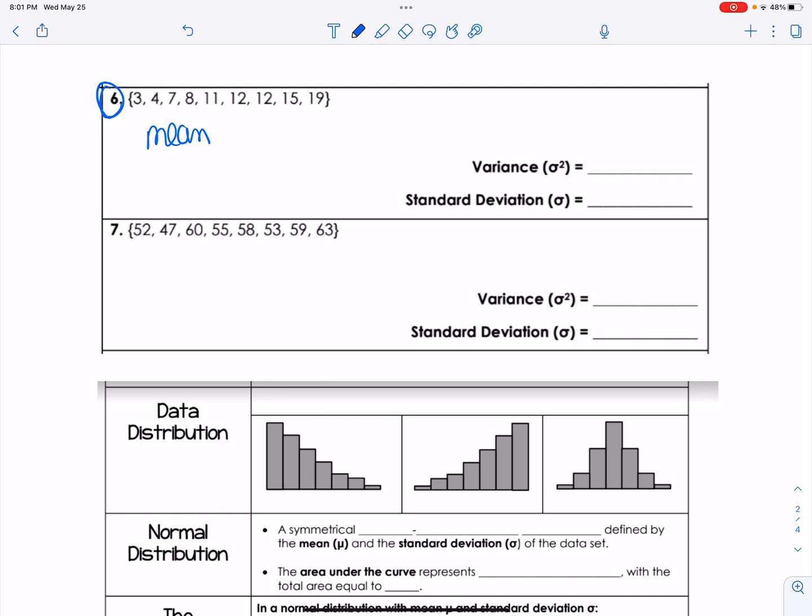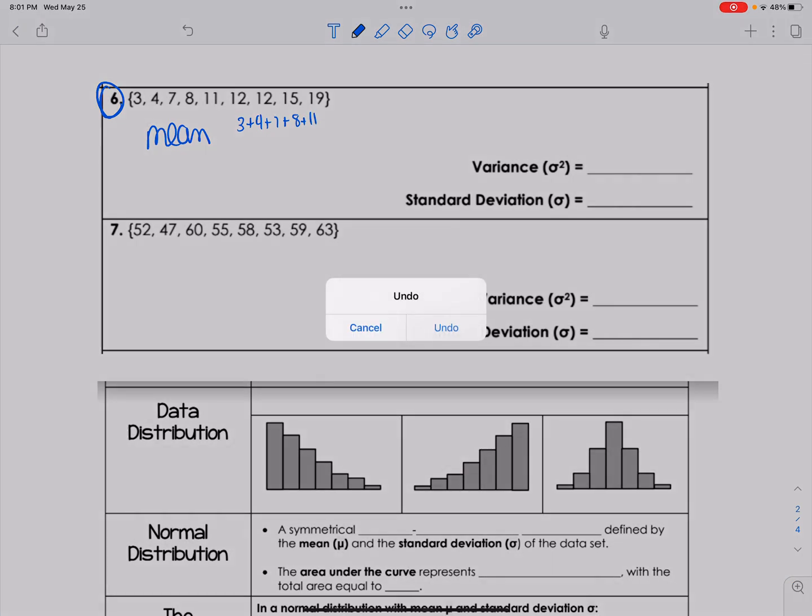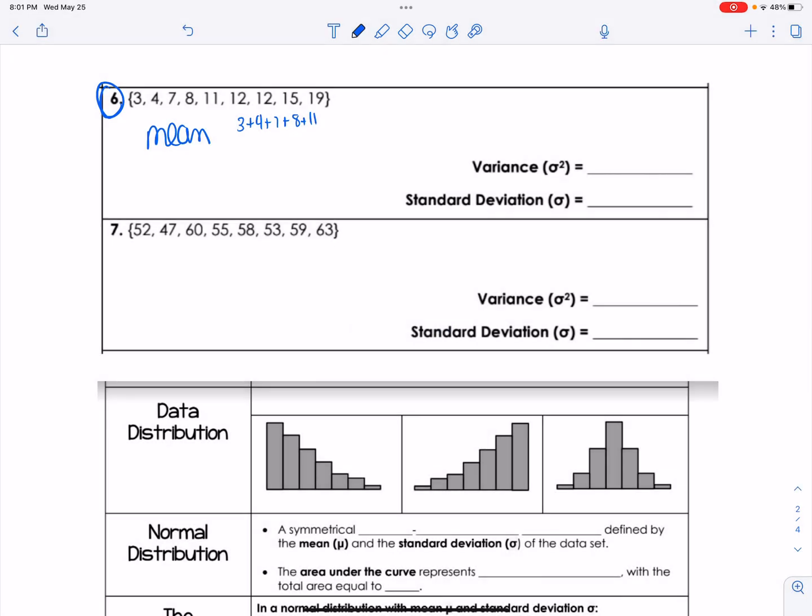Okay, and so I'm going to add all those up. So I'm going to take 3 plus 4 plus 7 plus 8 plus 11, blah, blah, blah. And I'm going to find the mean. Okay, so my mean would be 3 plus 4 plus 7 plus 8 plus 11 plus 12 plus 12 plus 15 plus 19. I'm adding that up. I got 91, and I'm dividing by 9. And so my mean is 10.1.